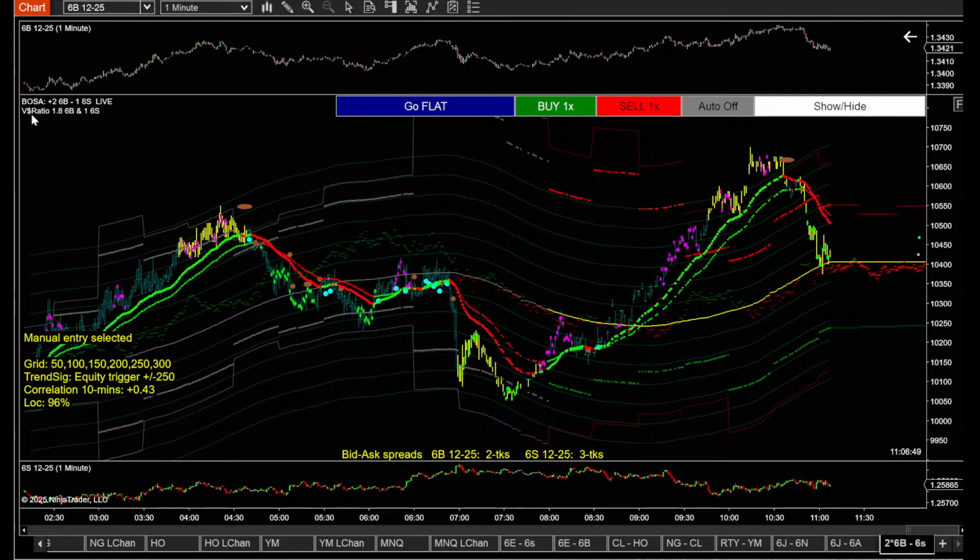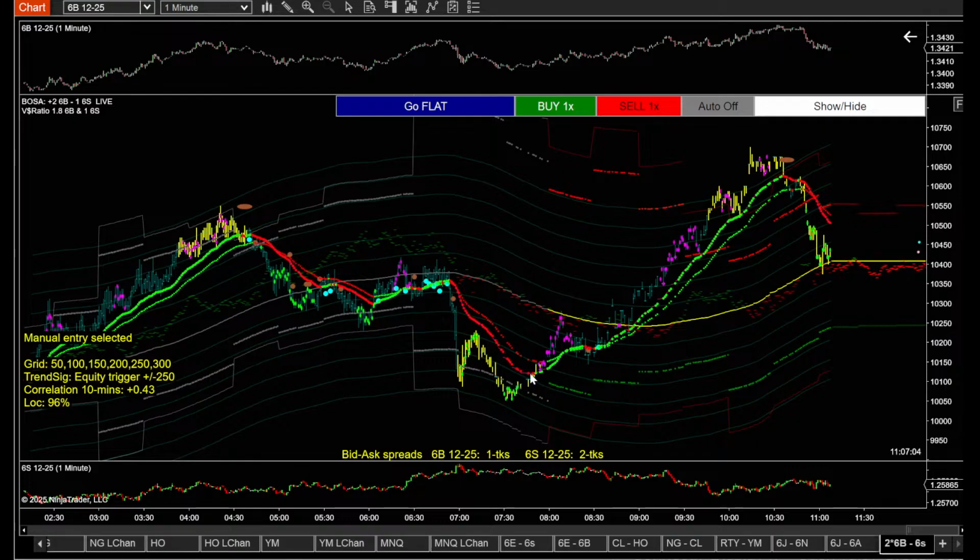And right here is a V dollar ratio. It's 1.86B to every 1 6S. So we just multiply it by 2. So this is if you were to trade 3 contracts. Now you're doing 2 of the British pound against 1 of the Swiss franc.